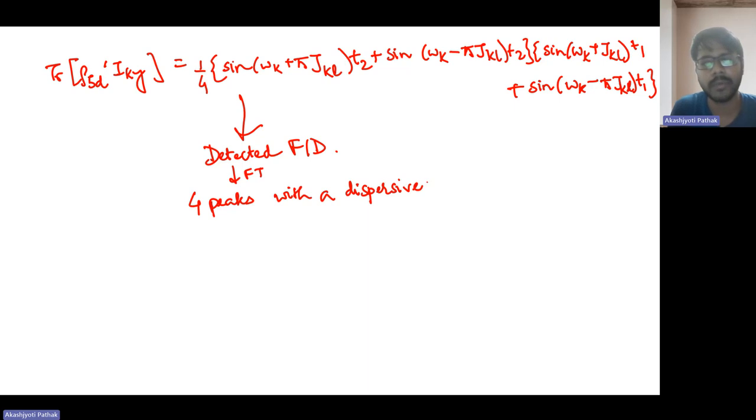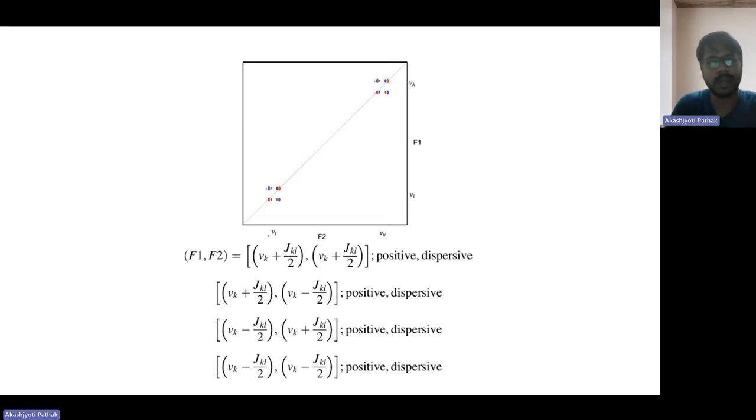We had seen how this dispersive line shape looks, what the expression is, and what the case is for absorptive line shape. So four peaks with the dispersive line shape and the different frequencies that we will get, I have shown in the next figure. So yeah, Fourier transform. This was the free induction decay. You do the Fourier transform, and then here you can see that you are getting four different peaks, and all these four different peaks have positive dispersive line shape, right?